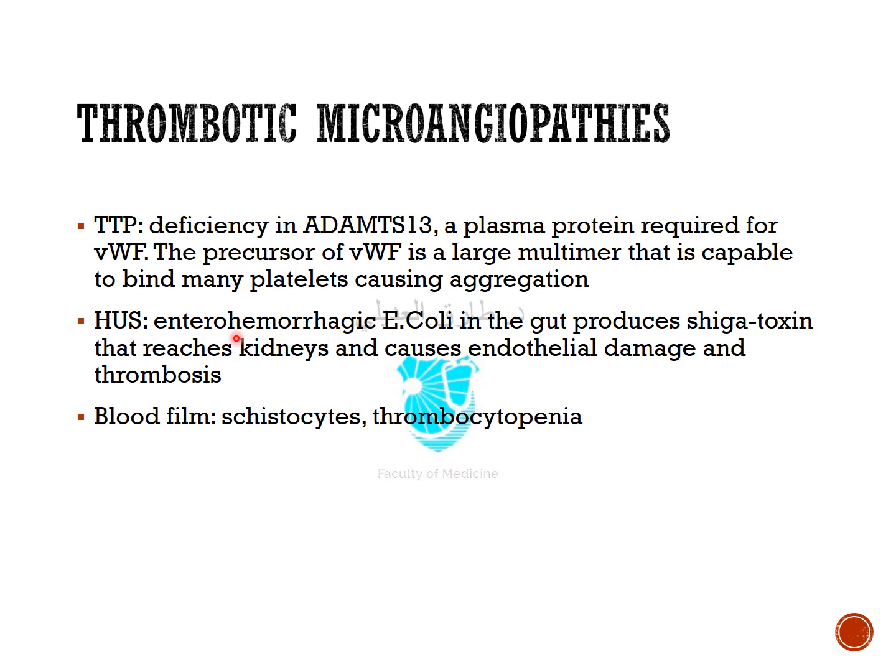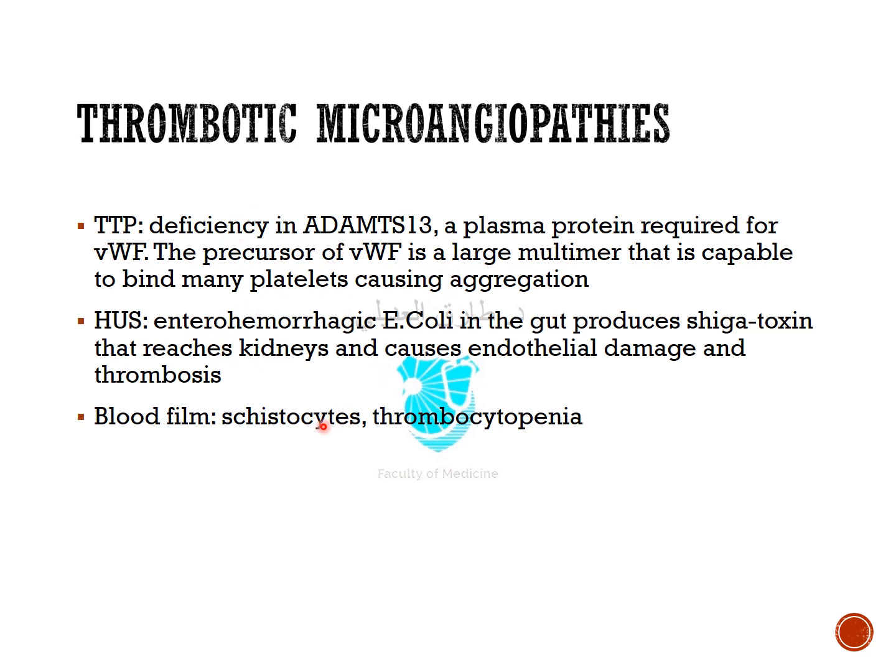This is caused by infection by a strain of E. coli. It's called enterohemorrhagic E. coli. It appears in contaminated food. It secretes a toxin called Shiga toxin, which is most concentrated in the kidneys. Okay, at that site, it causes endothelial damage and it promotes thrombosis there. So the patients will have so many thrombi similar to the TTP.